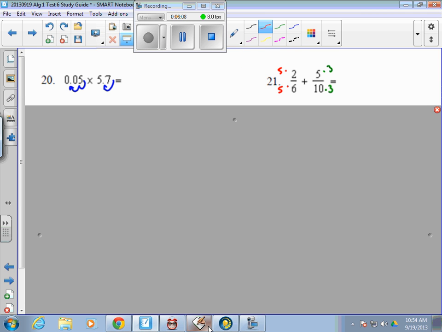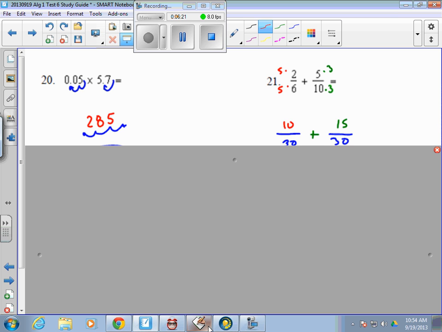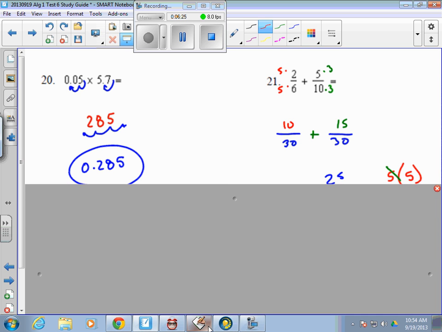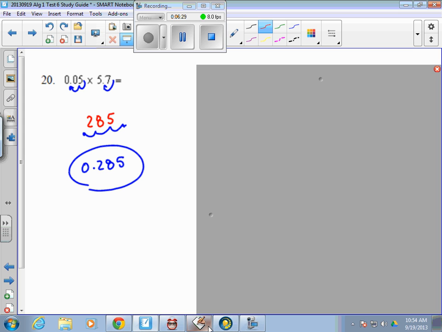20 says 0.05 times 57. 5 times 7 is 35, and carry your 3. 5 times 5 is 25, plus 3 is 28. So you have the number 285, and then you have to move the decimal over 3 times. So you get 0.285.